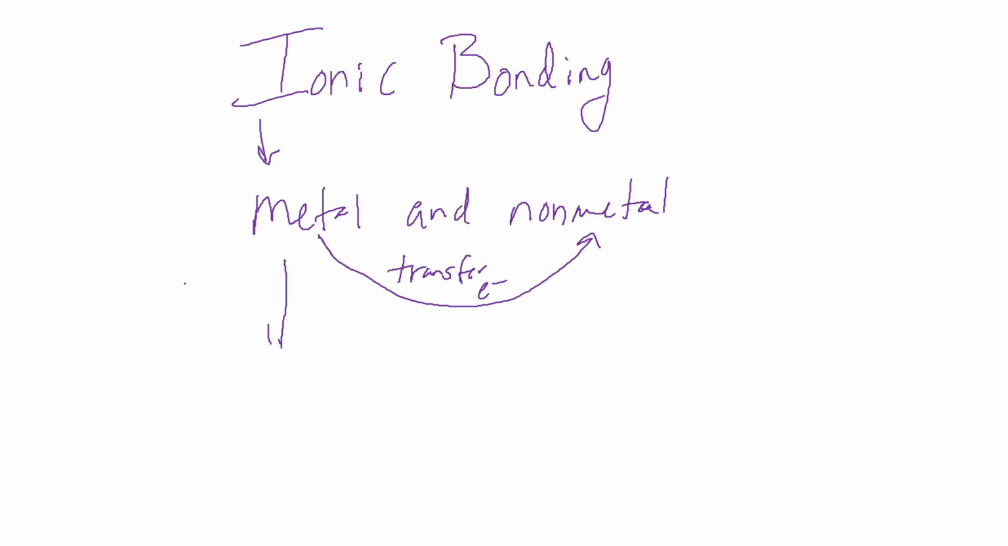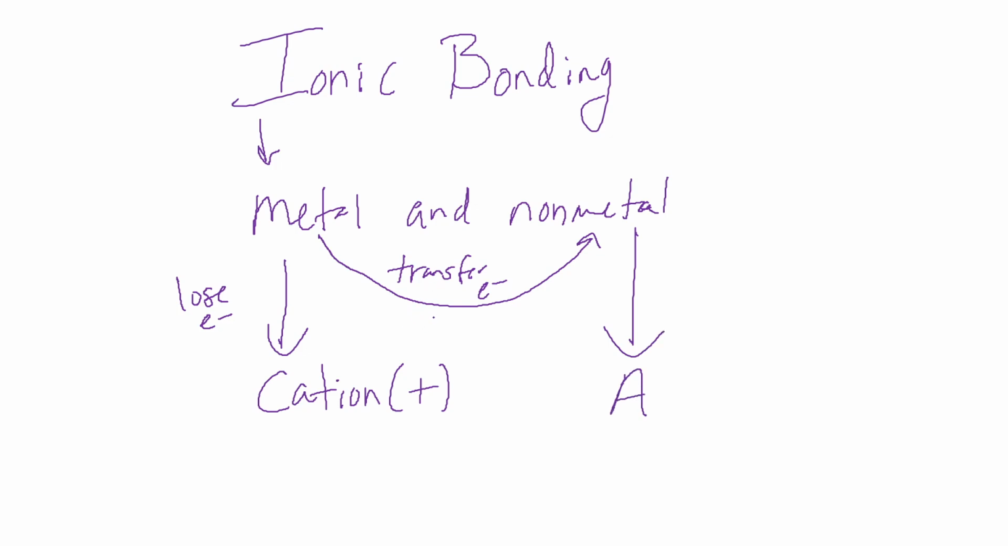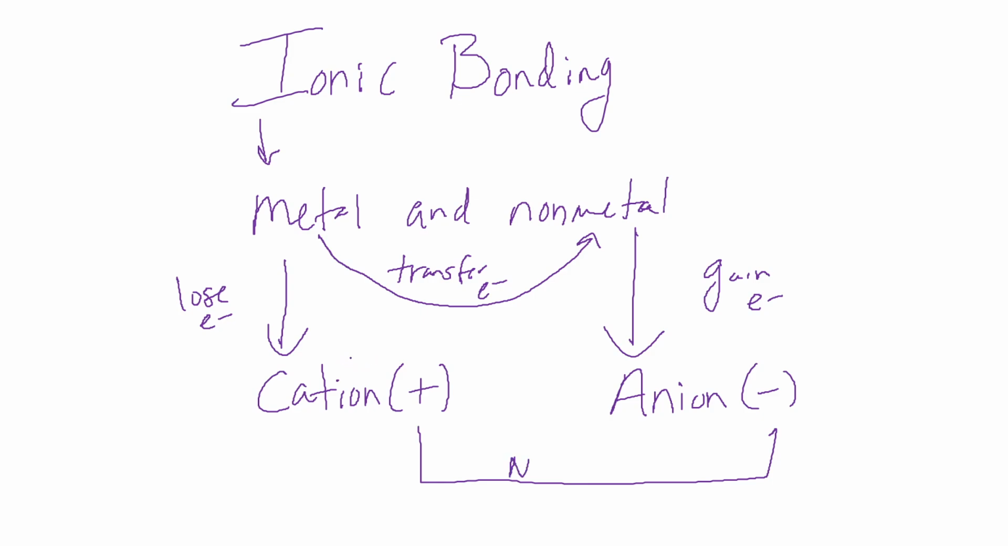The result of that is our metal loses an electron and becomes an ion. That is known as a cation, which is positively charged because frankly, it has lost an electron. Our non-metal picks up some electrons and also becomes an ion, known as an anion, which is negatively charged as a result of gaining electrons. Remember, in ionic bonding, there is absolutely no sharing of electrons. You're getting an actual transfer of electrons.